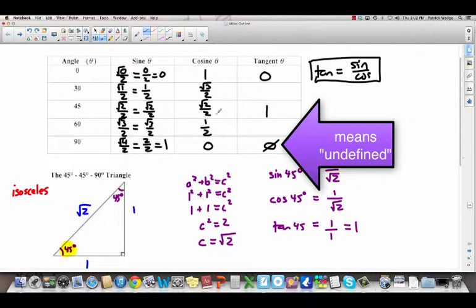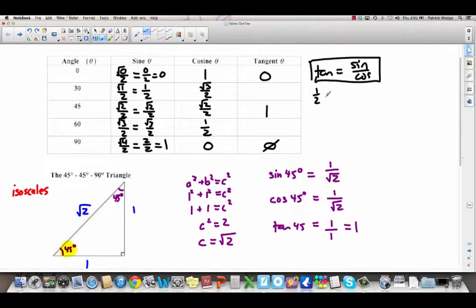We're almost done. Last thing we have to do. We're going to divide 1/2 divided by root 3 over 2. How do you divide fractions? Keep the first one the same, change to multiplying, and flip.